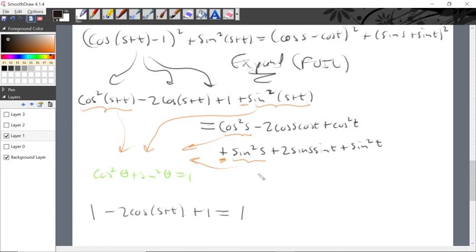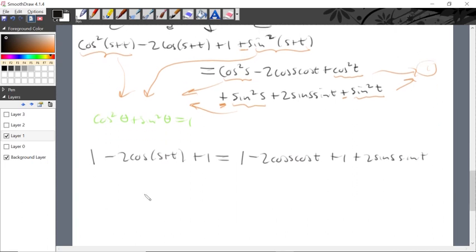That's a 1. Right? Then we have a minus 2 cosine s cosine t. Okay. Then we have a cosine squared of t plus sine squared of t. So those two would add together and also equal 1, because they have the same argument and we're adding them and they are squared. Right? So there's another 1. Okay, and then finally we have this term here, plus 2 sine s sine t.